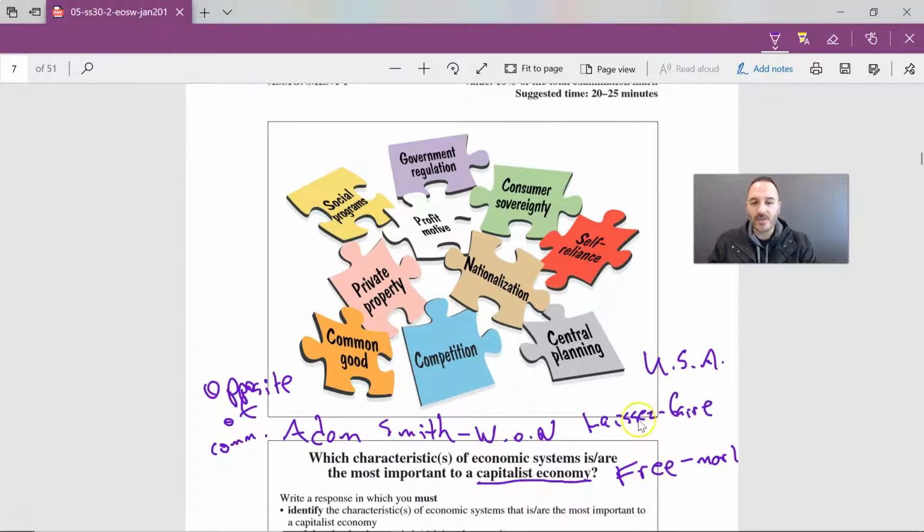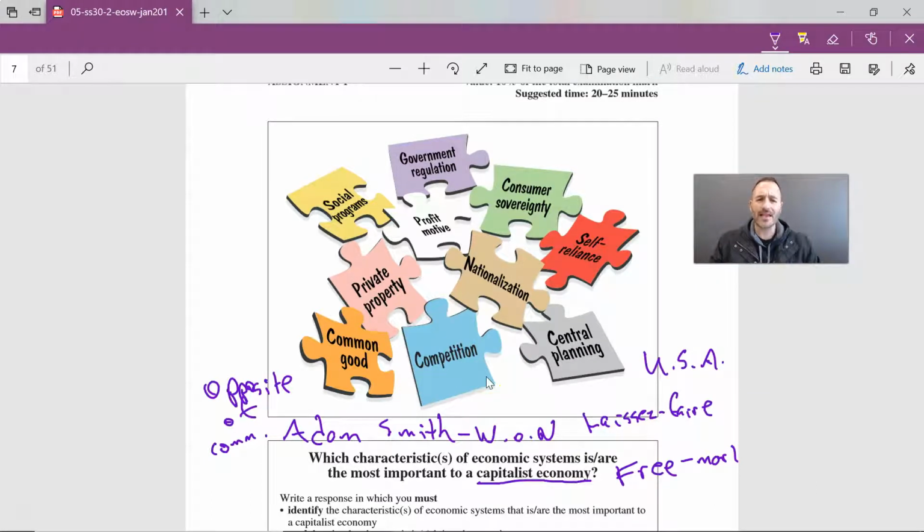We have put some key terms, laissez-faire, that's supposed to be free market, but I guess I can't write off the page. It's the opposite of communism, USA, Adam Smith, Wealth of Nations. We got lots of good ideas here, okay? We understand what's going on. Now, looking at the prompts.